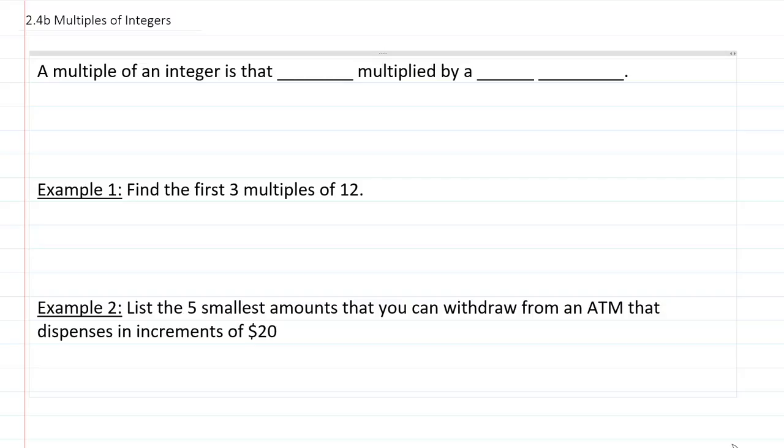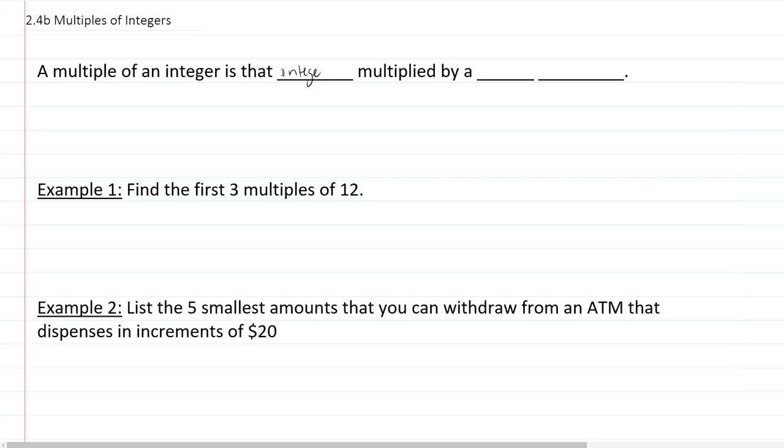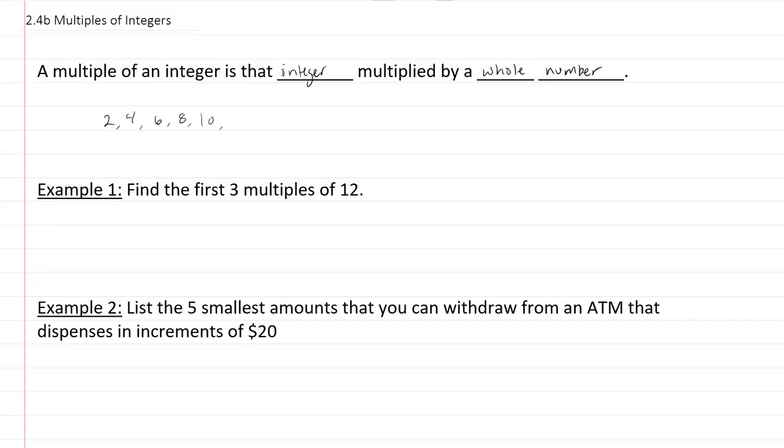So we start by looking at multiples of integers. A multiple of an integer is that integer multiplied by some whole number. So the multiples of 2 would be 2, 4, 6, 8, 10, 12, and so on.